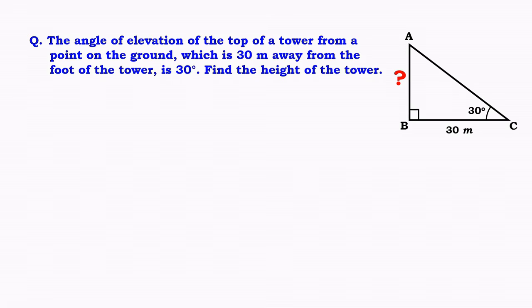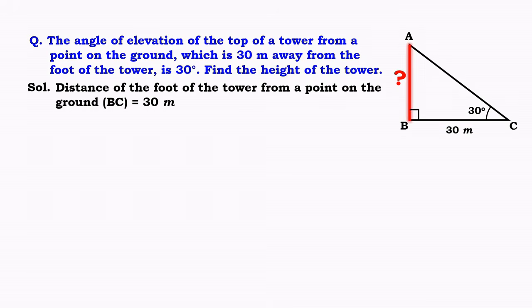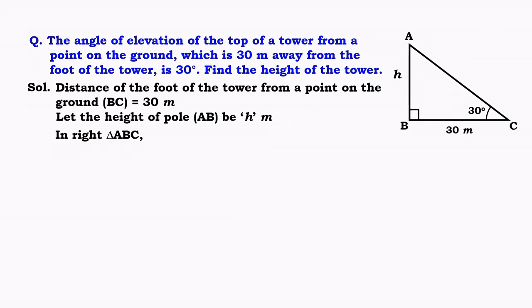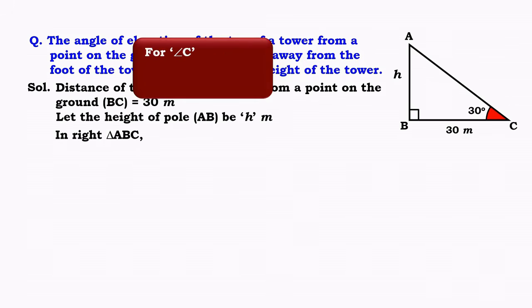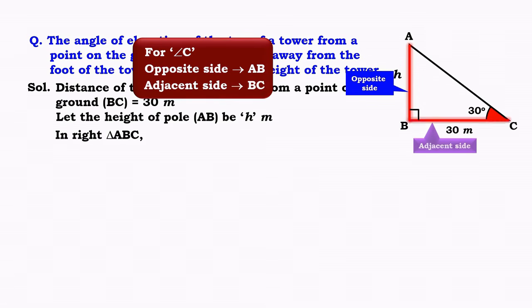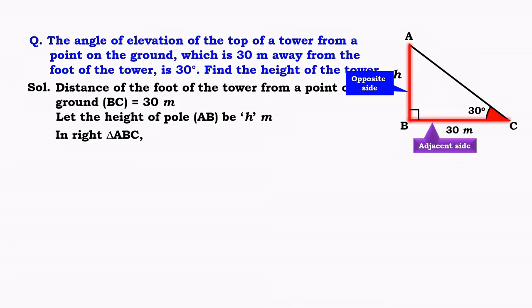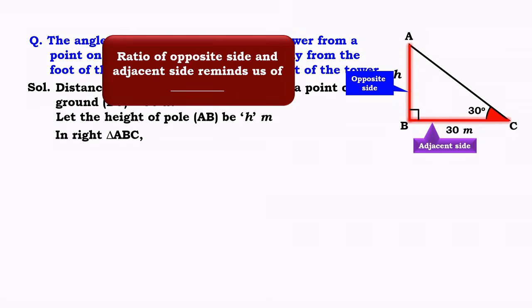Now, let us solve this problem step by step. Let the height of the tower, represented by AB, be h meters. We know that the distance of the observer from the foot of the tower is 30 meters. Therefore, BC is 30 meters. Now, let us observe the angle at point C. With respect to this angle of 30 degrees, the opposite side is AB, which represents the height of the tower. The adjacent side is BC, which is 30 meters. The trigonometric ratio involving the opposite side and the adjacent side reminds us of tangent.